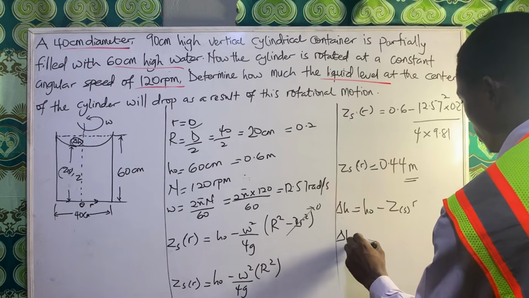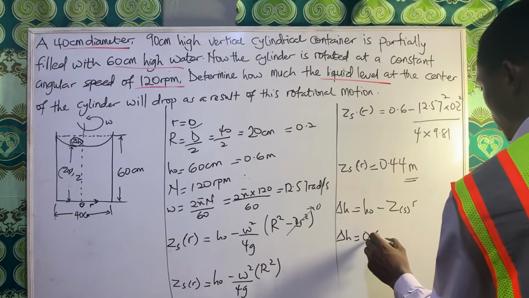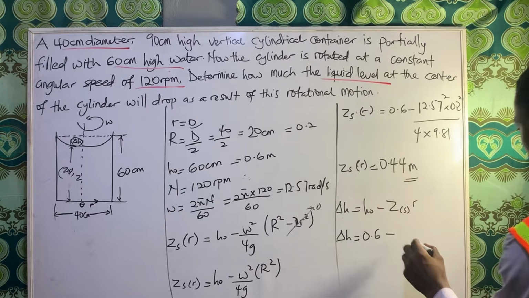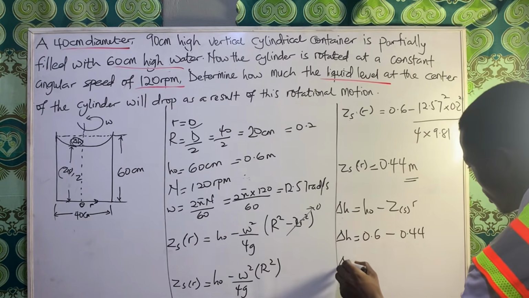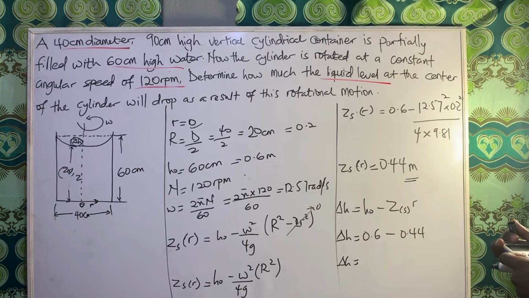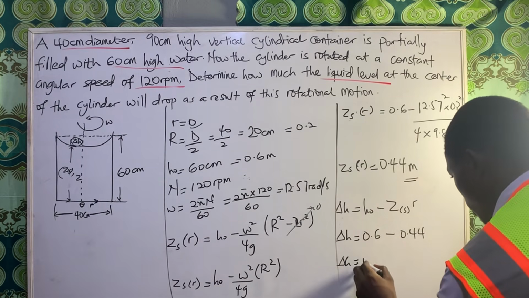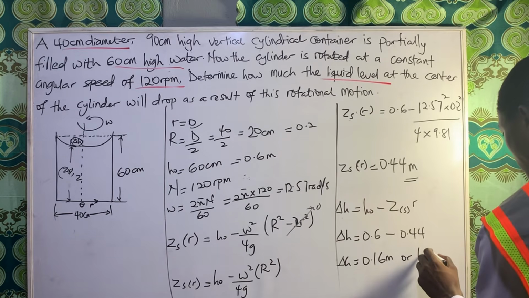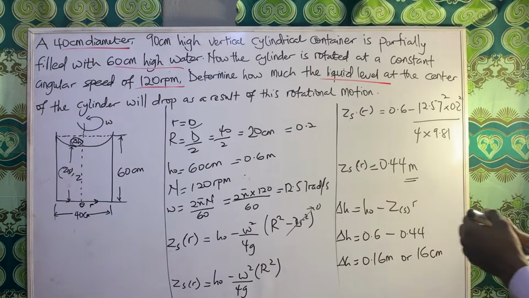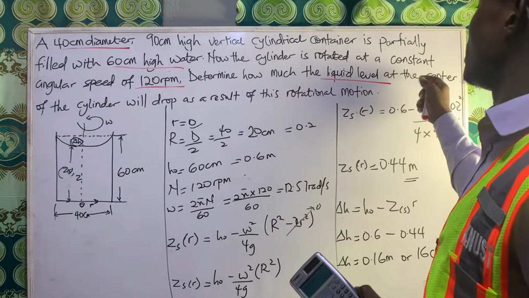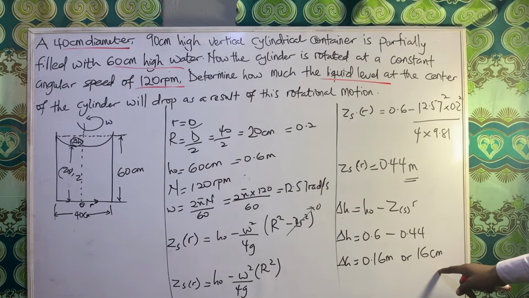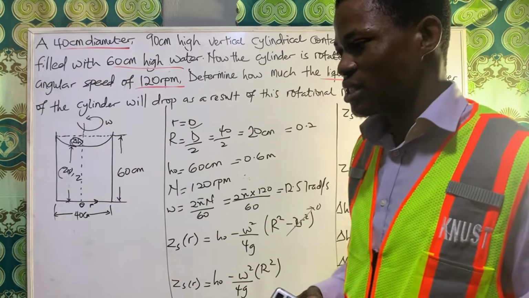So that's going to be H naught, 0.6, minus 0.44, and the final answer is going to be 0.16 meters, or 16 centimeters. So the level by which the liquid will drop from the center when it's being rotated is 16 centimeters. So that's what we were asked to find from this question.